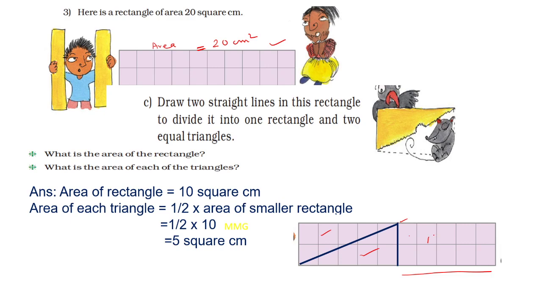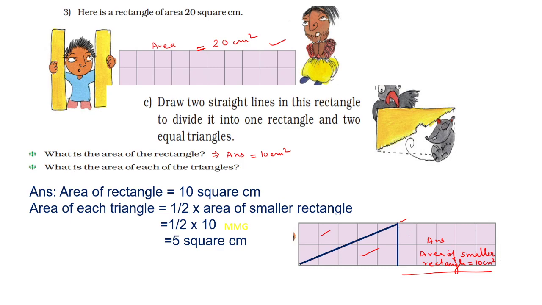Okay, so what is the area of the rectangle? So here you will write answer, area of the rectangle is 10 centimeter square. Answer: area of smaller rectangle equals 10 centimeter square. Now next question, what is the area of each of the triangles?